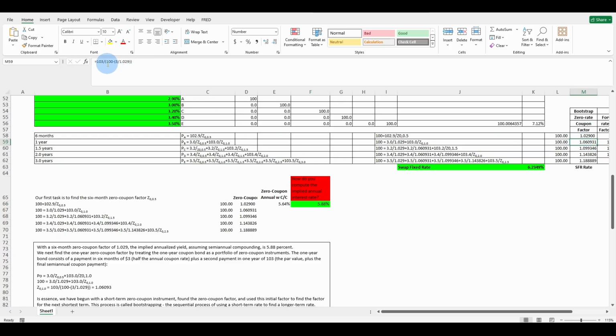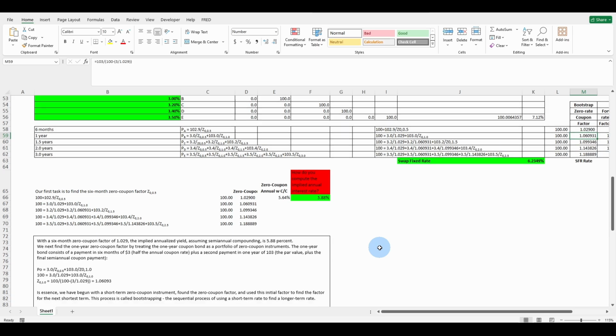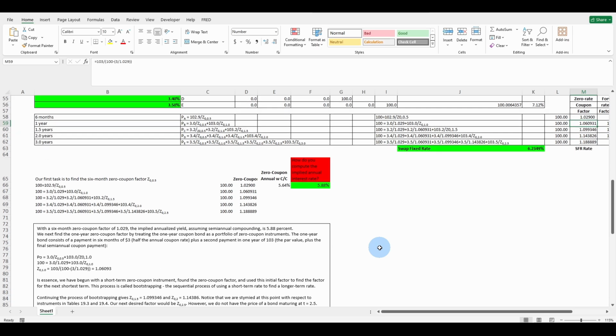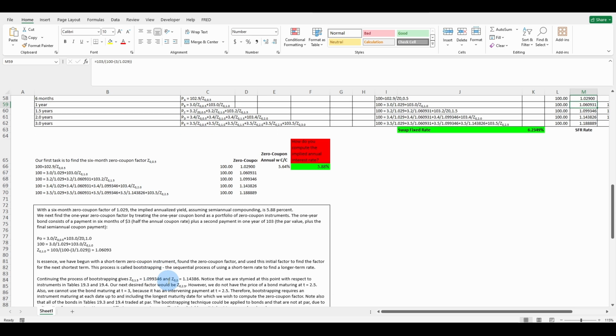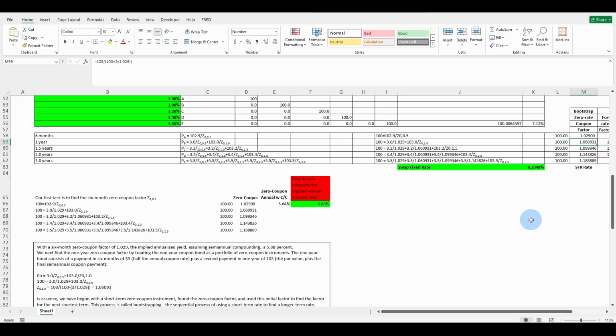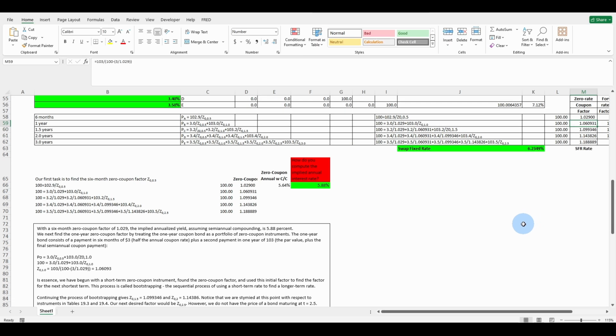We're going to use the same format. If you look at this formula, what are we doing? This is just a different computation, but 103, 100, so we have 1.0629. In essence, we've begun with a short-term zero coupon instrument, found the zero coupon factor, and used this initial factor to find the factor for the next short term. The process is called bootstrapping, the sequential process of using short-term rates to find a longer-term rate. Got that? I know, it's a little bit confusing.